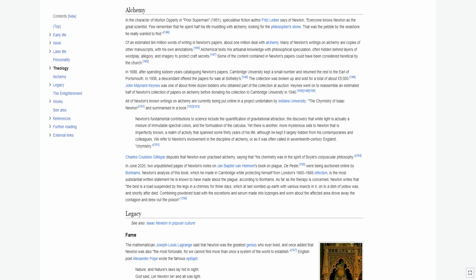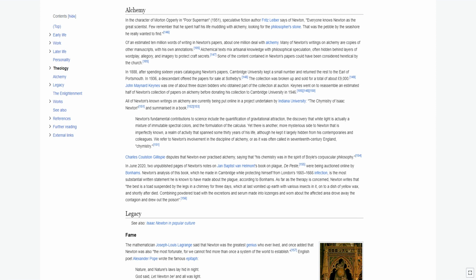In June 2020, 2 unpublished pages of Newton's notes on Jan Baptist van Helmont's book on plague, De Peste, were being auctioned online by Bonhams. Newton's analysis of this book, which he made in Cambridge while protecting himself from London's 1665 to 1666 infection, is the most substantial written statement he is known to have made about the plague, according to Bonhams.